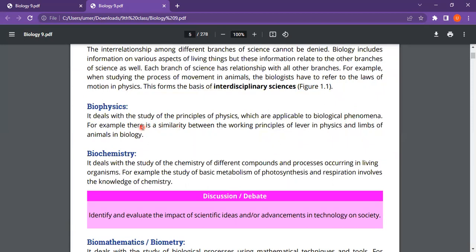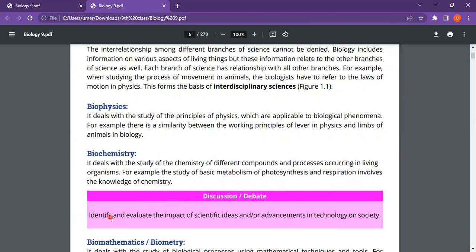For example, there is a similarity between the working principle of a lever in physics and the limbs of animals in biology. Biochemistry. It deals with the study of the chemistry of different compounds and processes occurring in living organisms. For example, the study of basic metabolism, photosynthesis and respiration involves the knowledge of chemistry.